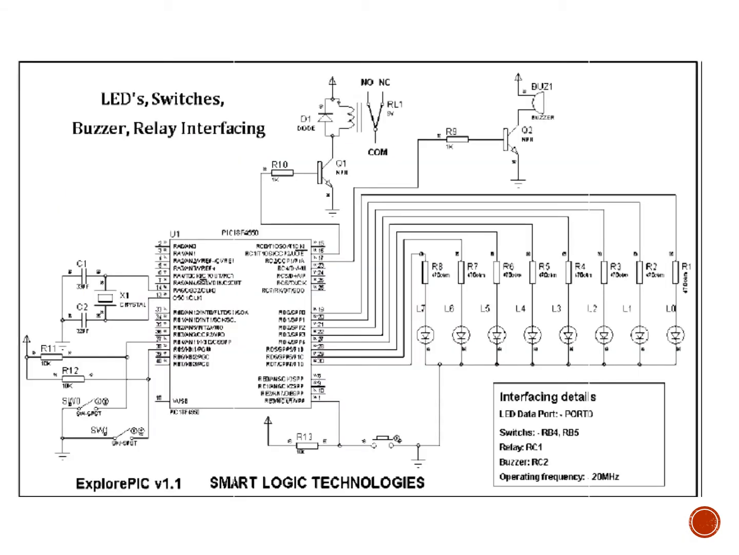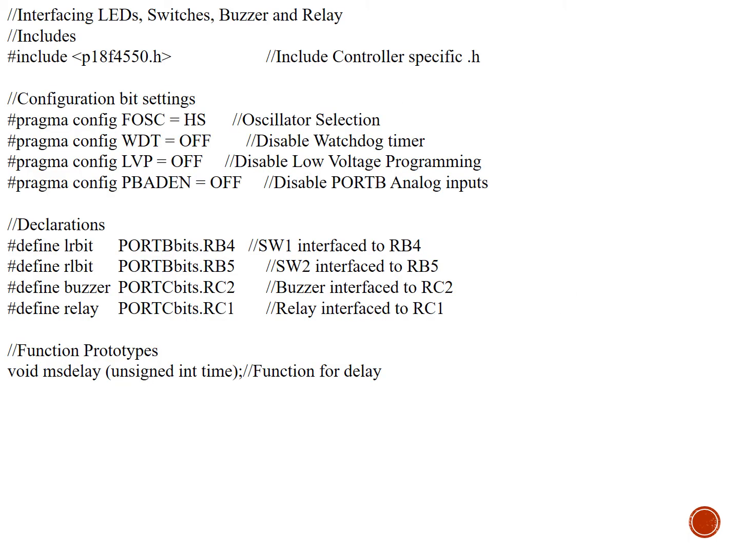This is the interfacing diagram of PIC 18F4550 connected with LEDs, relay and buzzer, and there is a switch. Here the code starts. First of all, you have to include the header file for whatever microcontroller you are using. Here we have 18F4550.h, so we have included that. Then there are some configurations that must be done, defined by #pragma config FOSC, the oscillator frequency, where we have selected high speed.